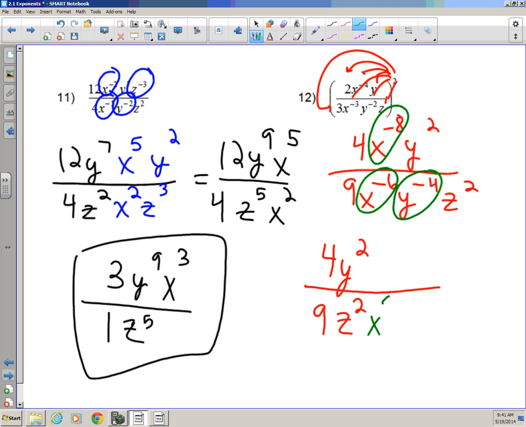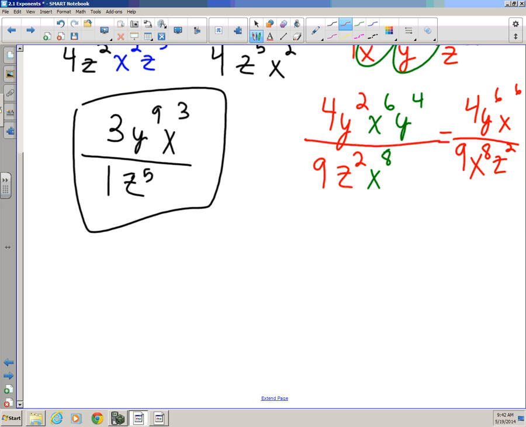What now has to jump to the bottom? X negative 8. The reciprocal becomes x to the positive 8 on the bottom. X negative 6 goes to the top as x6. Y negative 4 on the bottom becomes y positive 4 on top. If I want to tighten this up, I'm going to get 4y6, x6. On the bottom, it's just 9, x8, z2. I switched that order. That's okay.